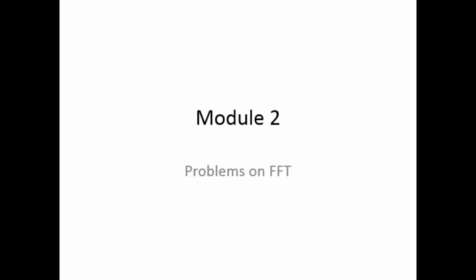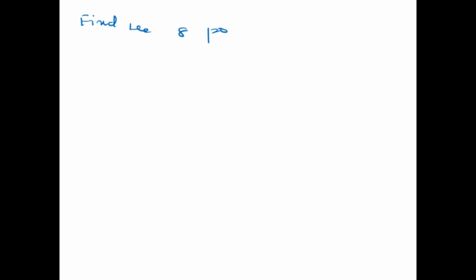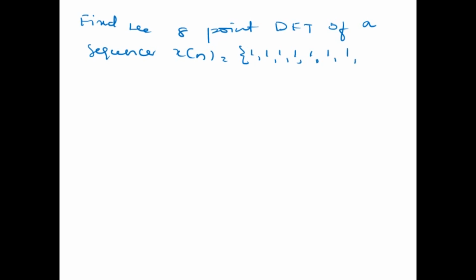Today we are going to discuss some of the problems on DIT FFT algorithm. Let us solve the problem. First one, find the 8-point DFT of a sequence x of n is equal to 1, 1, 1, 1, 1, 1, 1, 1 using DIT FFT radix 2 algorithm.